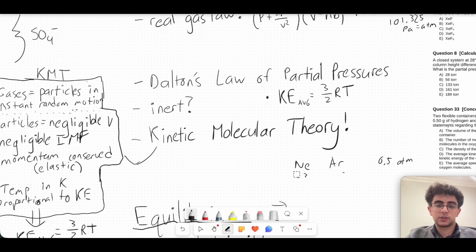Now, inert gases are going to appear a lot throughout all of AP chemistry. All inert means is that it doesn't react. So any inert gas is more than likely going to be in the noble gas column, which is the last column in your periodic table. It's neon, argon, krypton, that entire column.